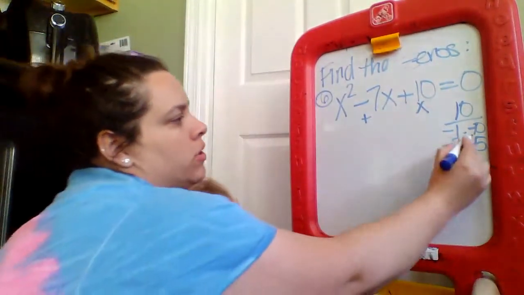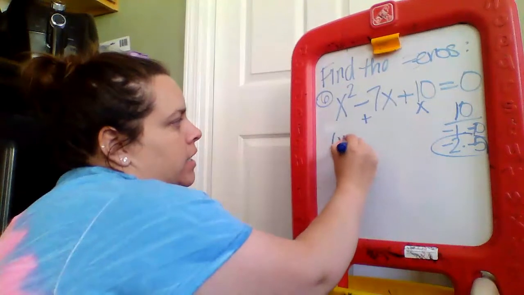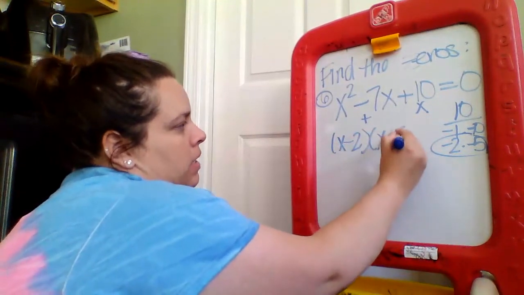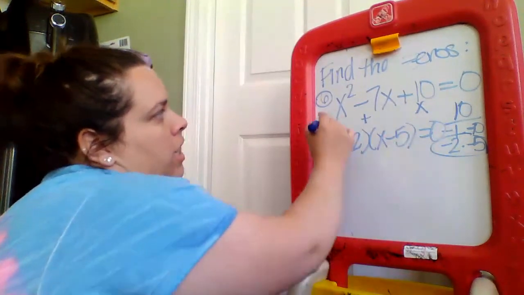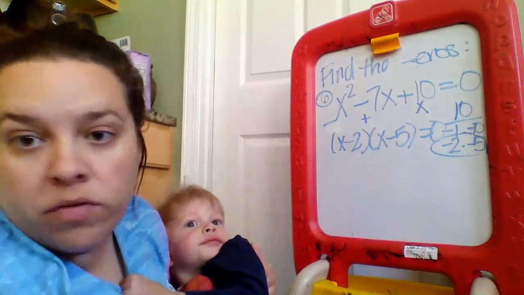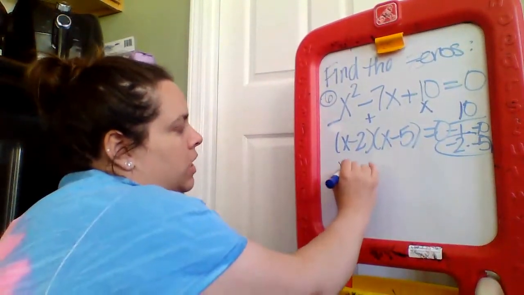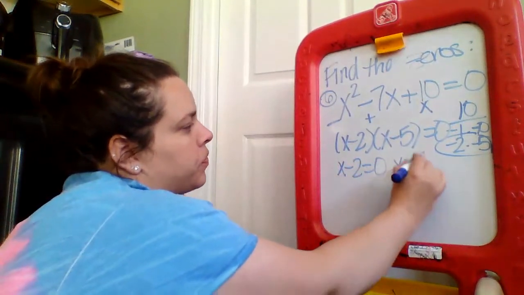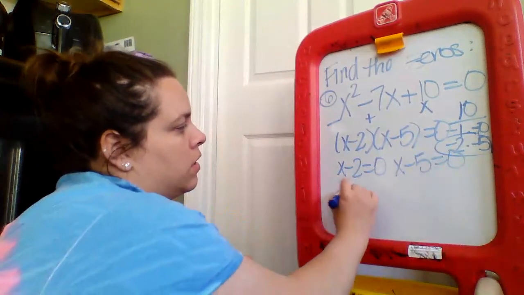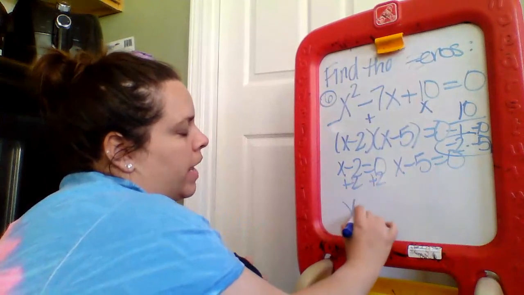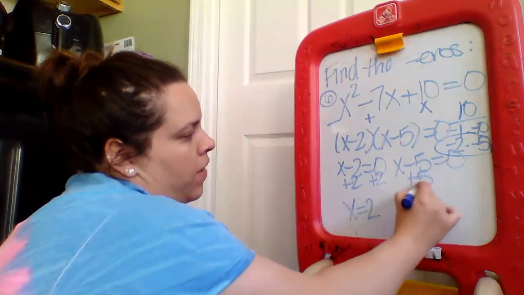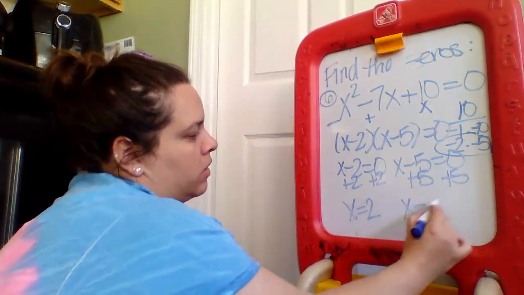All right, so you should have chosen negative 2 and negative 5. So x minus 2 and x minus 5. And no A term there, so you don't have to divide by A. All right, so it's factored. So now let's set each factor equal to 0 and solve. So add 2, so x equals 2. Add 5, and x equals 5.